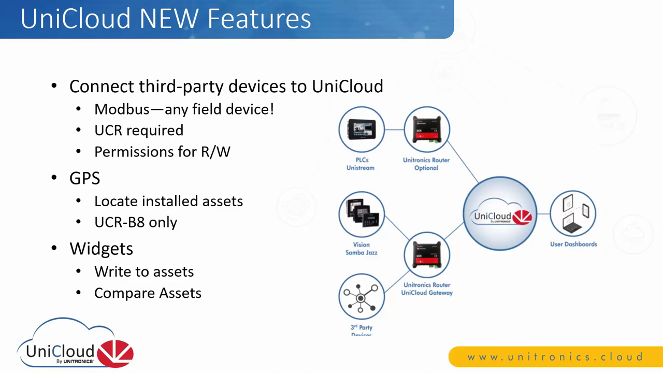GPS is also a new feature. You now have the ability to locate all installed assets worldwide automatically with no manual aspects at play. This can only be done currently with the B8 version of the router. The B5 is not GPS capable. The B8 is needed in order to be able to locate via GPS.